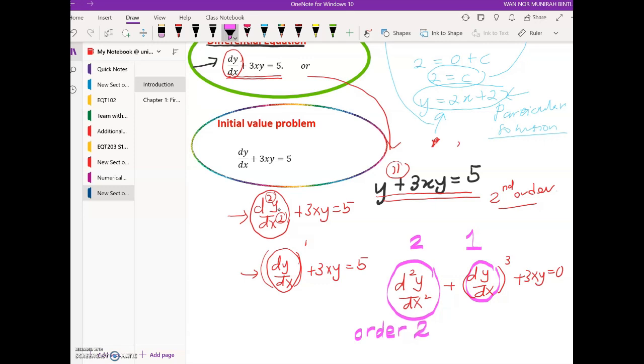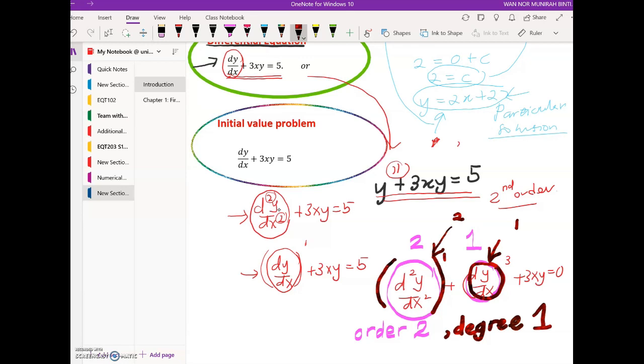When you look at order 2, look at this equation. What is the degree? The degree is also 1. So this one is order 2 with degree 1. You cannot say that this is the highest order, because this one is order 1 and this one is order 2. But this one is with degree 3, and this one with degree 1. You cannot say that this one is order 2 with degree 3.